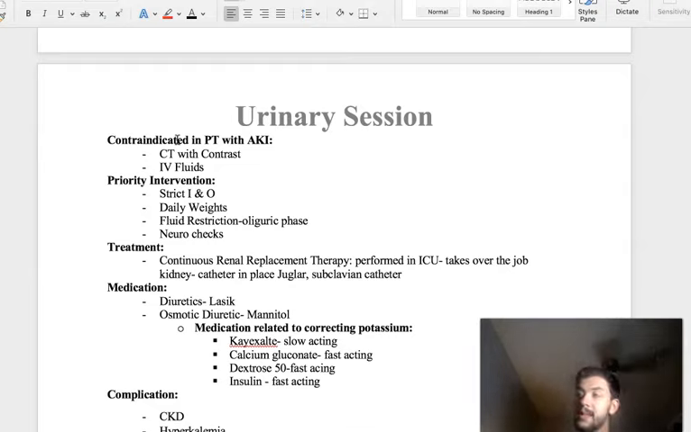For chronic kidney disease, same thing. Remember the labs that you are going to check. Remember the priority nursing implications. What would you do? What would you not do? The medications, and remember, all of them are going to be on strict I's and O's.